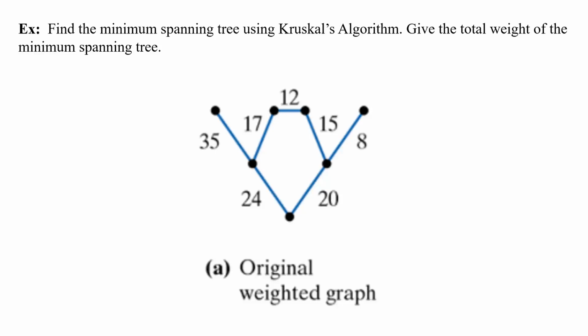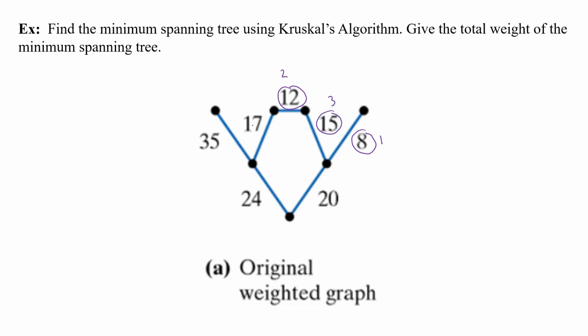All right, so let's look at our example that we had before. If we're going to use Kruskal's algorithm, we first find our smallest edge. Which one's the smallest? It looks like 8 is going to be the smallest, so that's going to be our first one. And then what is the next smallest one? It looks like 12, so we'll say that's the next smallest. And then the next smallest after that is going to be 15. So that's going to be 3.